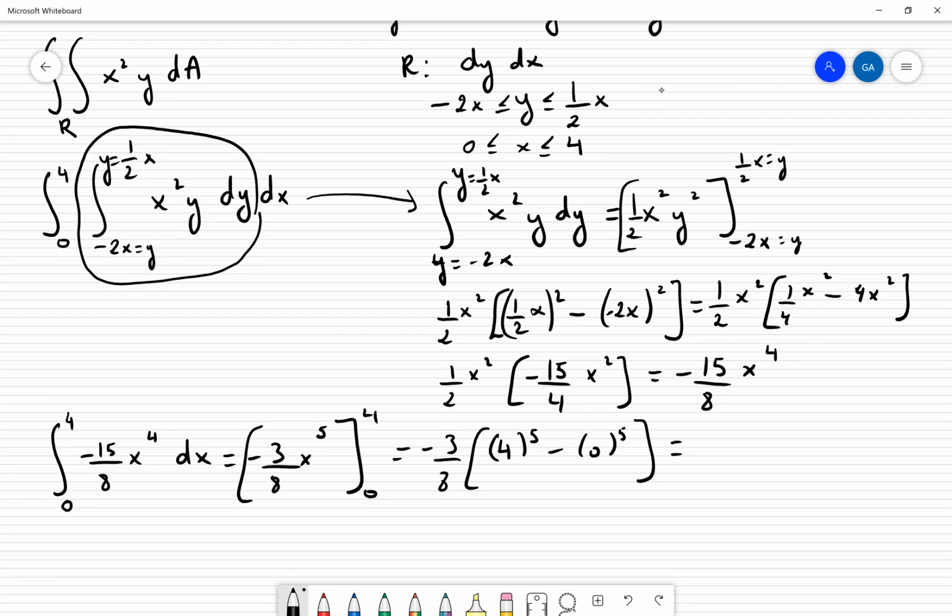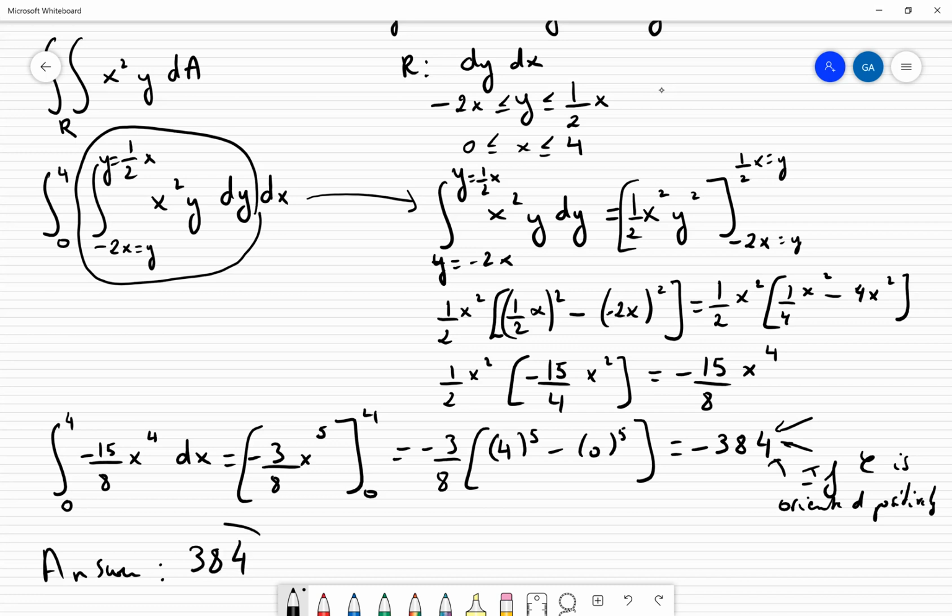And so you get it to be negative 384 after simplification. And now we have to remember here, this is if C is oriented positively, which was not the case. So as I said, what that means is your line integral here, your answer will be, you negate whatever you found. So here the answer is going to be 384. So that's the only difference.